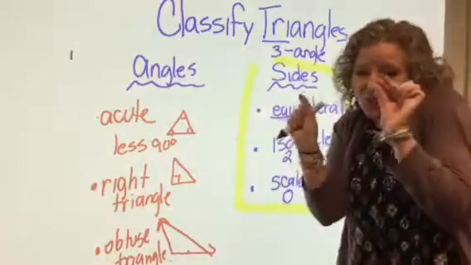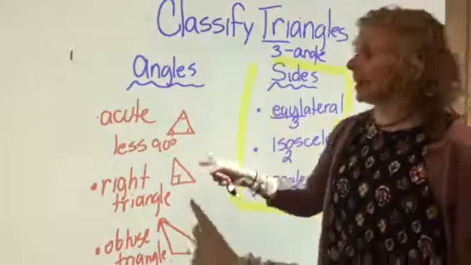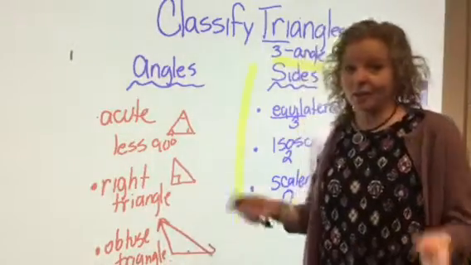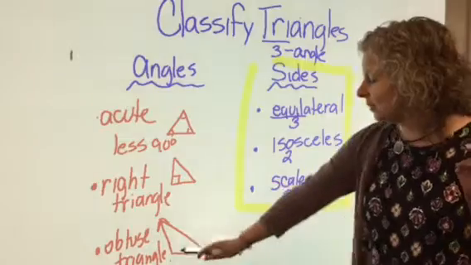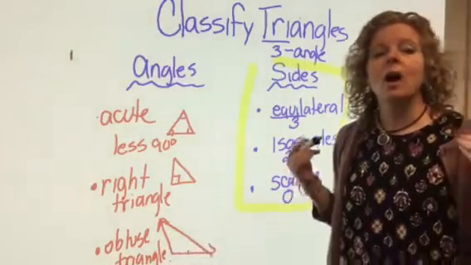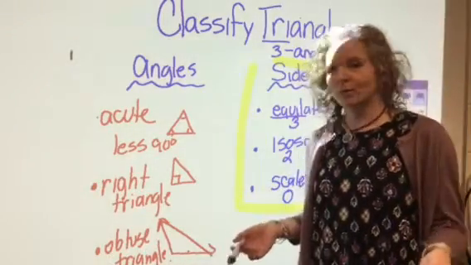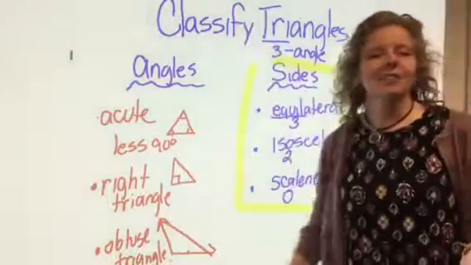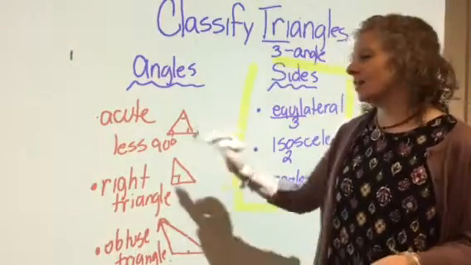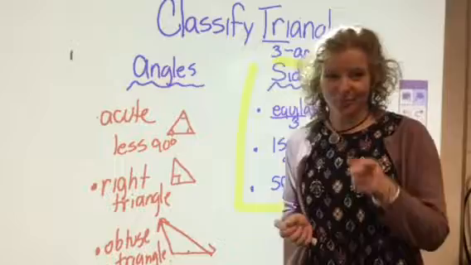These are little acute ones, so it's an acute triangle. This one has one right angle, so it is a right triangle. This one has the big fat one, it's obtuse, okay? That's how we classify our triangles, by looking at angles. We're gonna practice this.